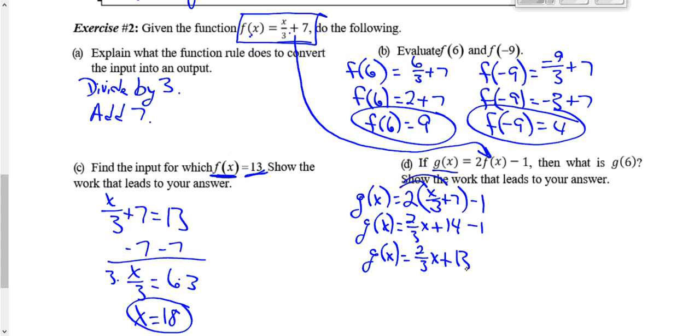So they just told you what g of x was in terms of f of x. That's all. G of x just says, well, take f of x, this thing, multiply it by 2, and then subtract 1, and that's our new function g of x. How do you get the 2 over 3x? 2 times x over 3. 2 times x, 2x. So x over 3, you agree you could write it as 1/3 x, right? 2 times that, you just multiply across the top, 2 over 3 x, right?